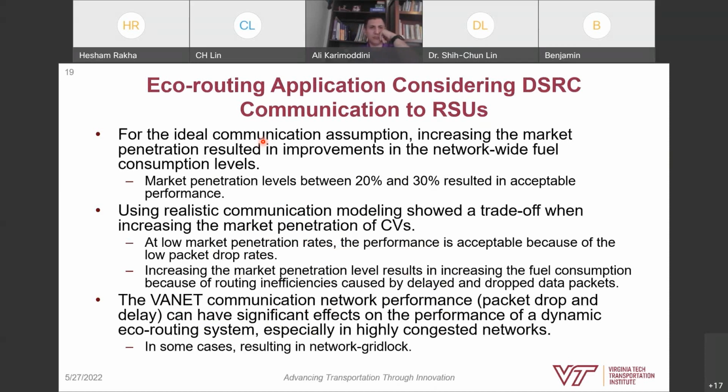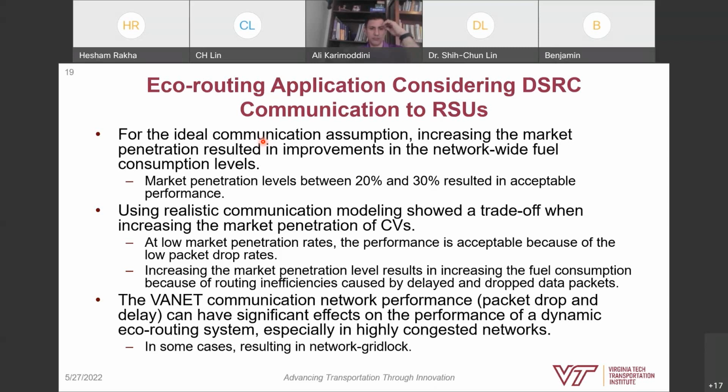For this, which was DSRC, where we were communicating to roadside units, we actually caused gridlock when we reached 75% market penetration, because the information was so old that we were providing these travelers that we actually made things really bad. So to answer your question, it was everything. It was energy, and we caused gridlock.